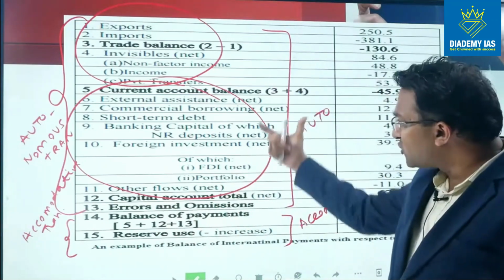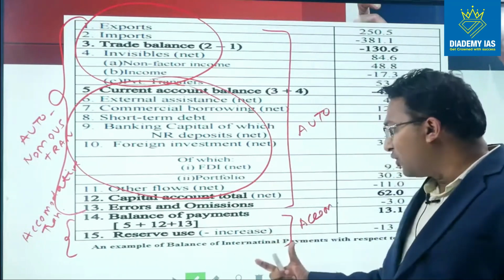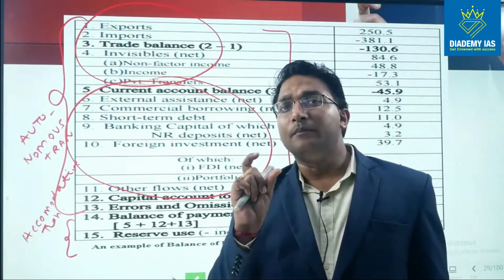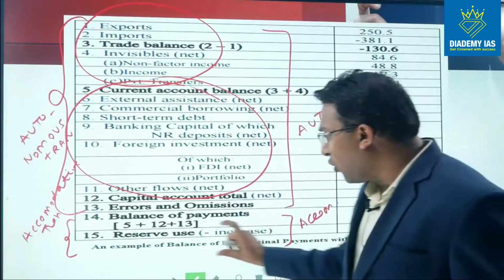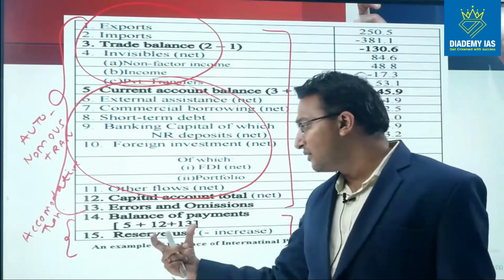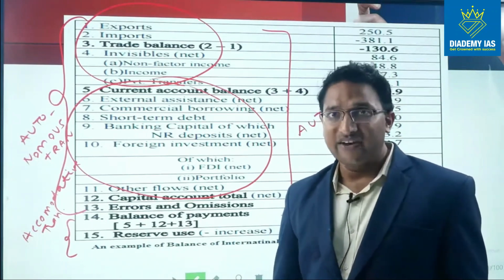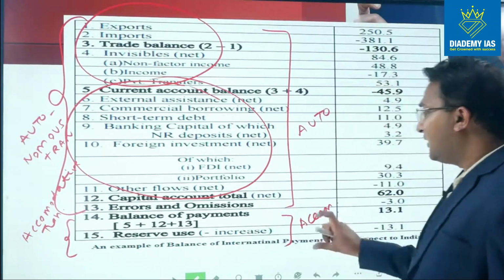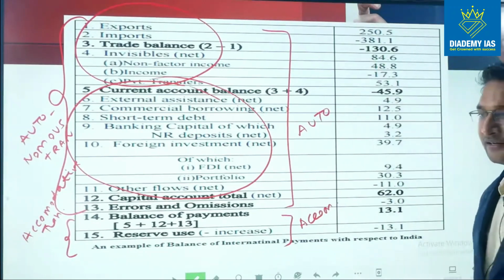Purpose of autonomous transaction is profit maximization. Purpose of accommodative transaction is maintaining the BOP equilibrium, right? Here in the accommodative transaction, there is only capital transaction because there is reserve use. The foreign exchange reserve has been used, and foreign exchange reserve is a capital item. It is not a current item. So here it is a capital item and here it is a current item, right?